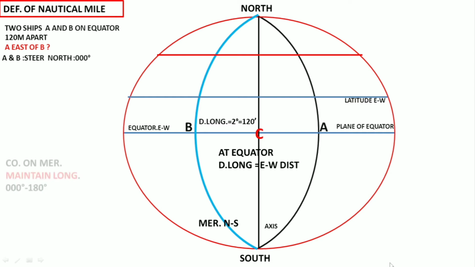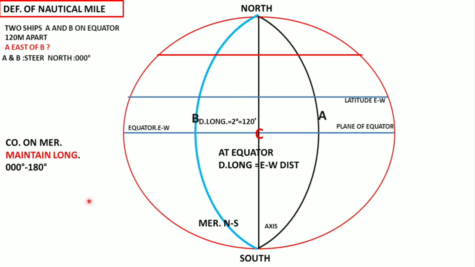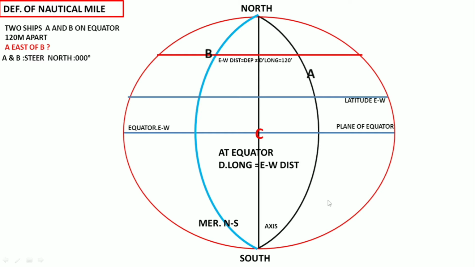Now if we steer north, that means we are going to steer along the meridian. We will maintain our meridian, as you can see that they are continuing on the same meridian whatever they are going. They have reached two different latitudes because of difference in speed, but the d long between them remains the same as 2 degrees, what was there at the equator. The east-west distance between them is the departure, which is no more 120, as was measured at the equator.